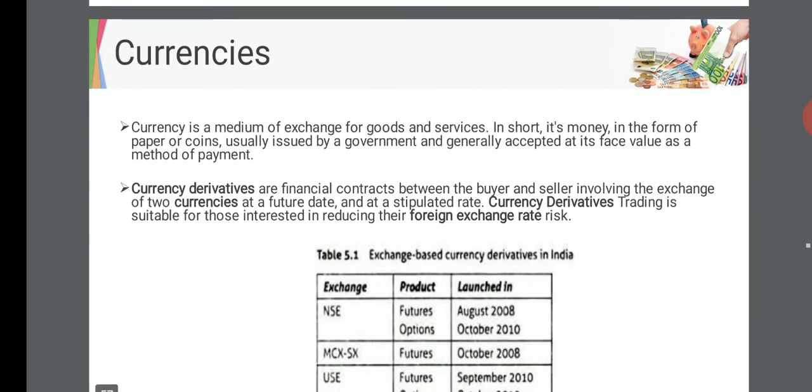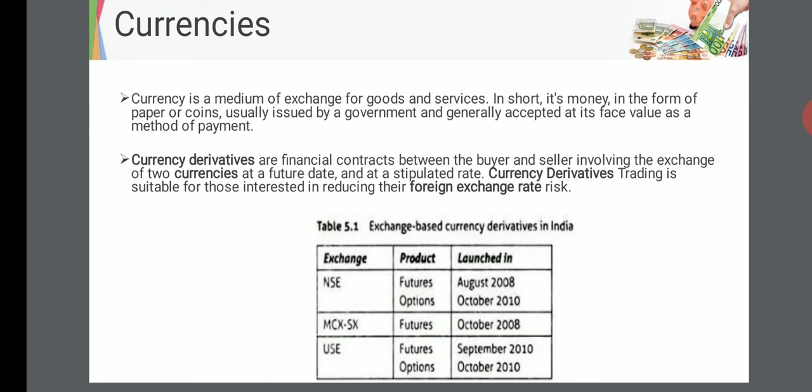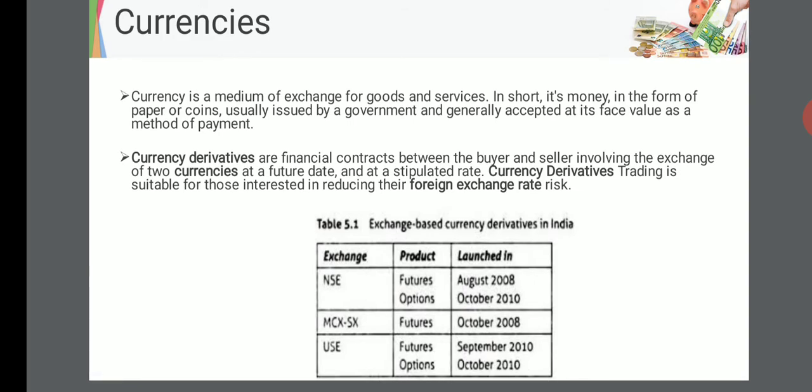Now let us understand currencies. Currency is a medium of exchange for goods and services. In short, it is money in the form of paper or coin, usually issued by a government and generally accepted at its face value as a method of payment. Currency derivatives are financial contracts between the buyer and the seller involving the exchange of two currencies at a future date and at a stipulated rate.